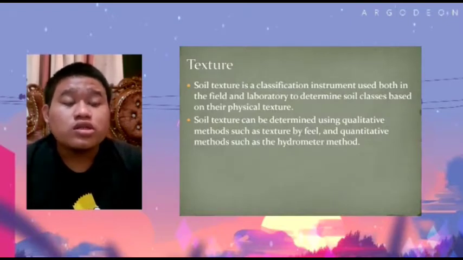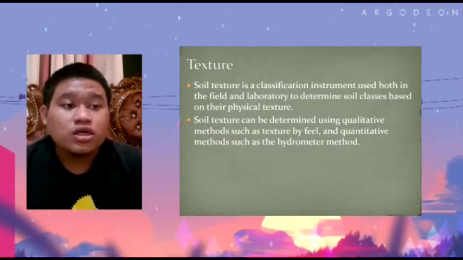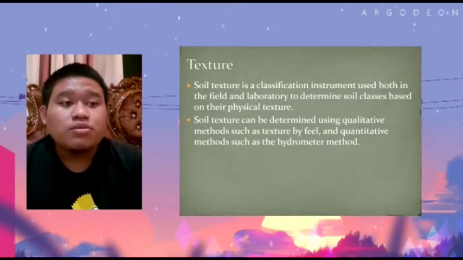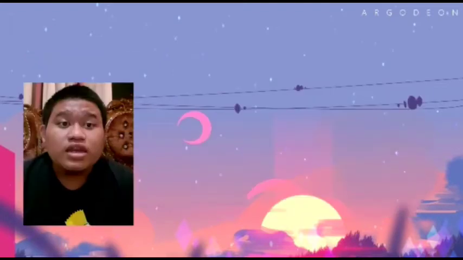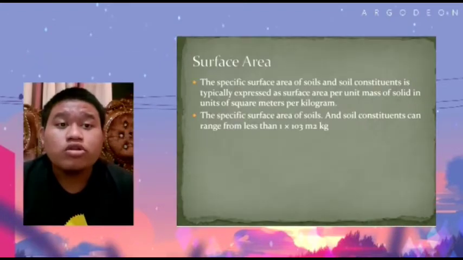Soil texture is a classification instrument used in the field and laboratory to determine soil classes based on their physical texture. Soil texture can be determined using qualitative methods such as texture by feel and quantitative methods such as the hydrometer method. Next, we're going to talk about soil surface area.